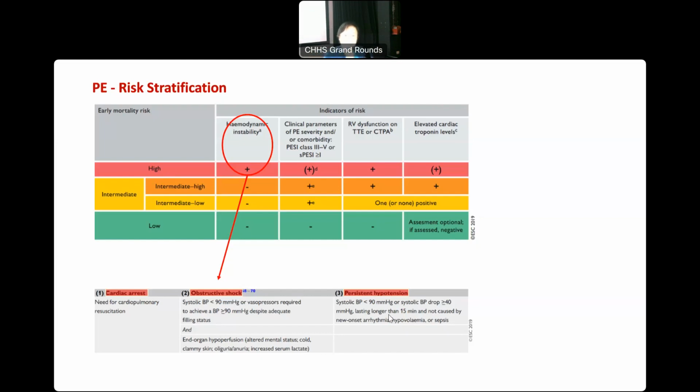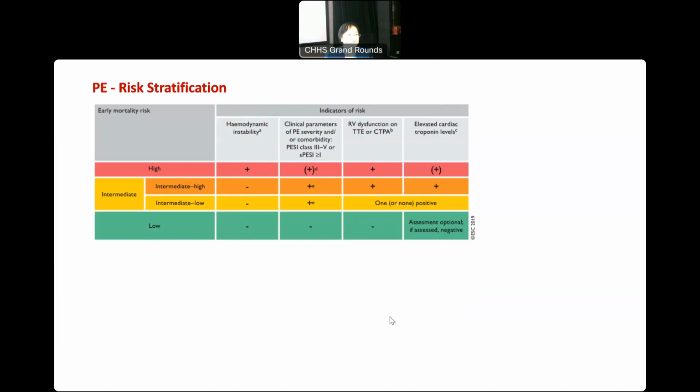Why do I say persistent? Because you can immediately correct your arrhythmia. You can give fluids or blood, resuscitate the hypovolemia. With all these treatments, you're still hypotensive for more than 15 minutes. That is high risk PE.